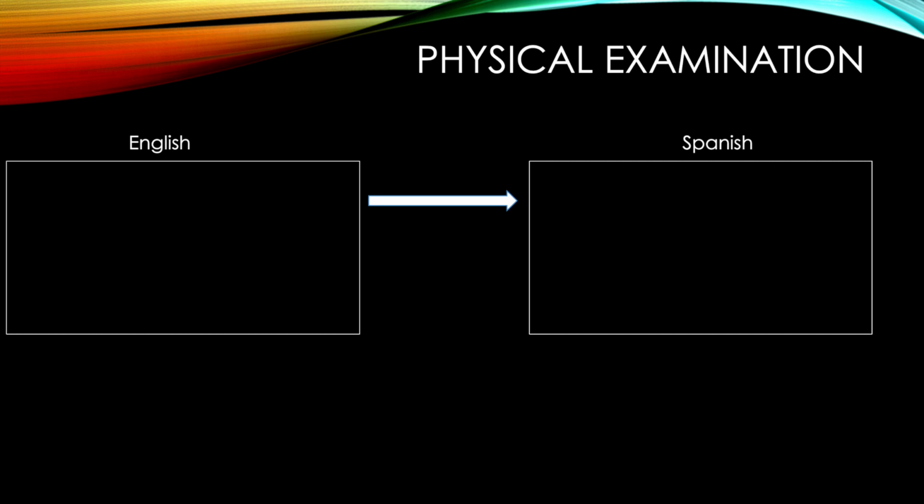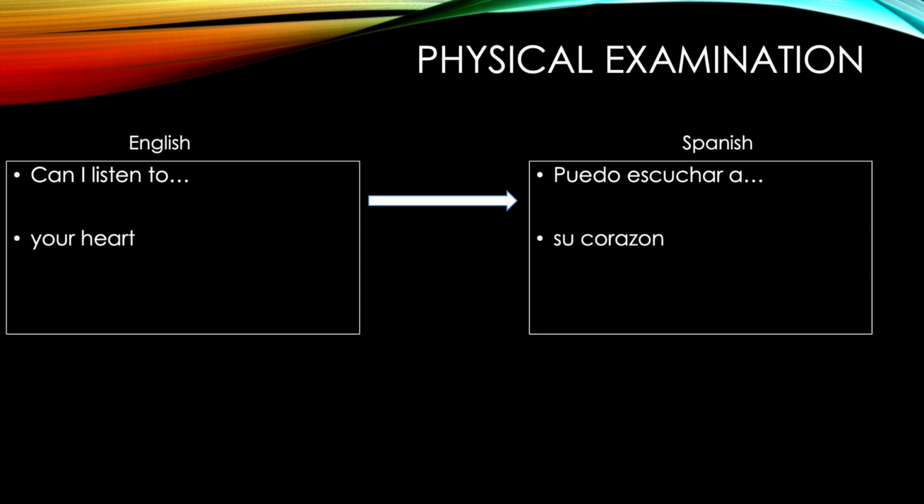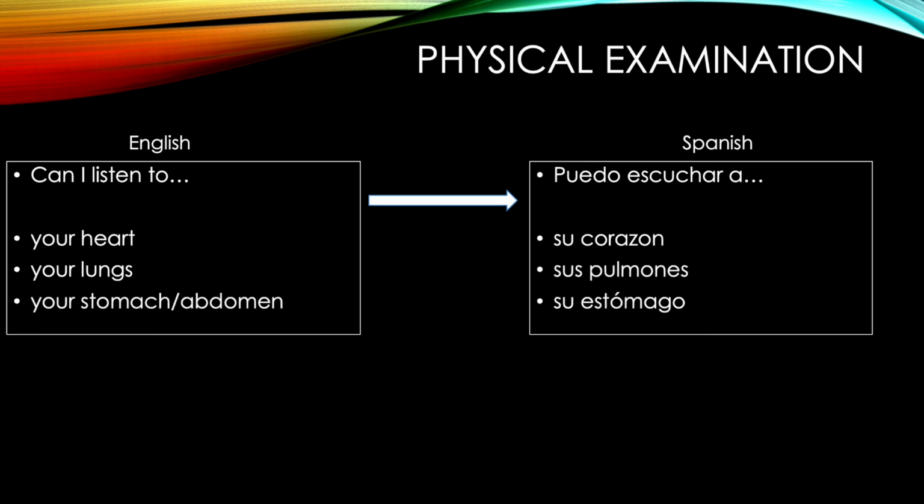So in order to ask, can I listen to, you have to say, ¿Puedo escuchar a? If you want to say your heart, su corazón. If you wish to say your lungs, sus pulmones. Your stomach, su estómago. So just to practice in a full sentence, repeat after me. ¿Puedo escuchar a su corazón? ¿Puedo escuchar a sus pulmones? ¿Puedo escuchar a su estómago?